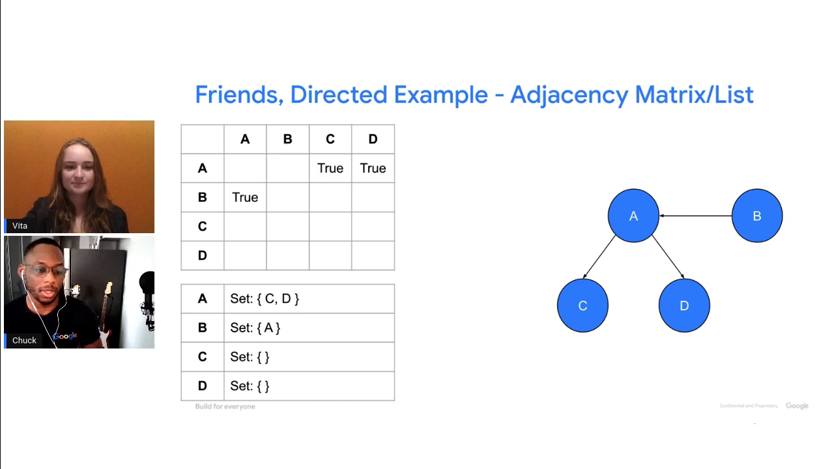Similarly, we can do the same exercise where we can construct an adjacency matrix and a list out of this. Now, if you look at the top left of the matrix, you'll see that in row A, columns C and D are true. In column A, though, only B is true. And of course, if you do the symmetry exercise, the matrix is not symmetrical. We can look at the bottom left and see the adjacency list, where row A is going to have C and D as neighbors, B is going to have A as a neighbor, but C and D are going to have no neighbors.